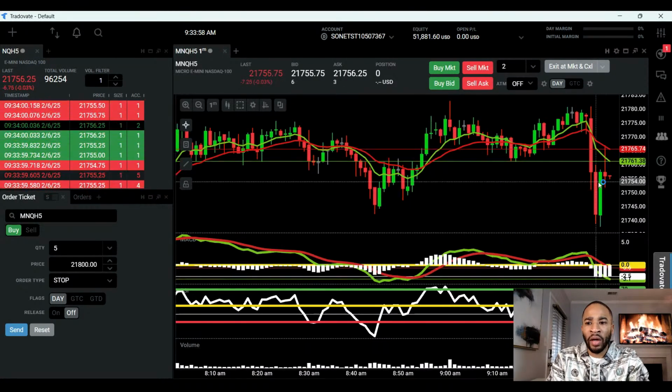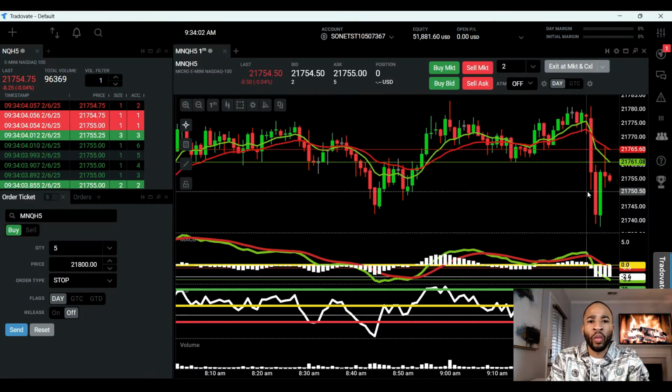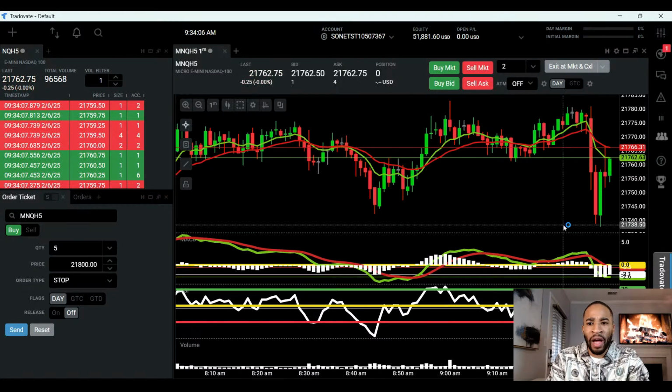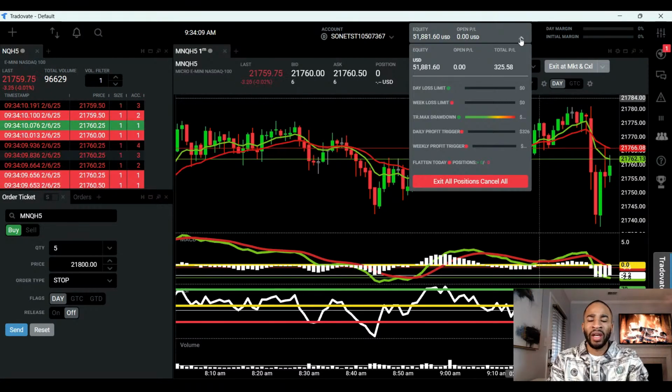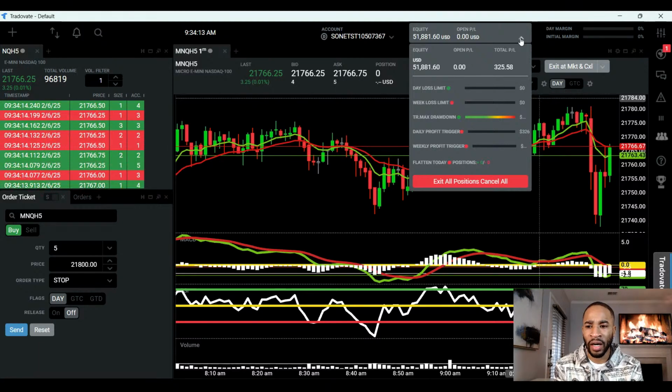And if you look at the open on the 1 minute time frame, we had two strong 1 minute bearish candles that dropped towards the downside. Now I'm currently flat on all positions. And for the day, I'm currently up about $325.58 to start the day off.